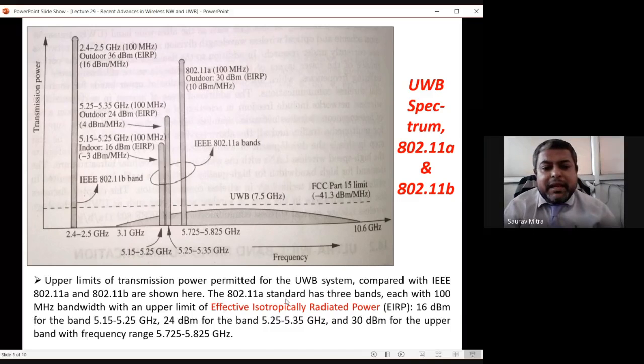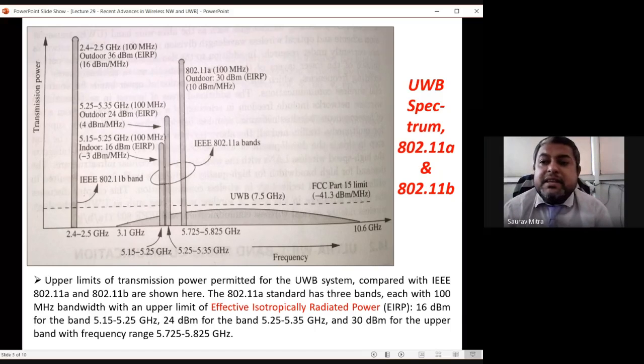So let us see. The 802.11a standard has three bands, each with 100 megahertz bandwidth. So I told you before, 5.15 to 5.25 is 100 megahertz, 5.25 to 5.35 is 100 megahertz, and this is also a 100 megahertz band, which is from 5.725 to 5.825. And the upper limit of effective isotropically radiated power.